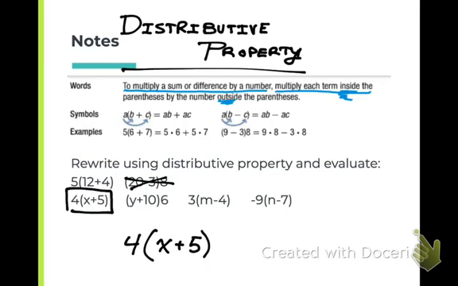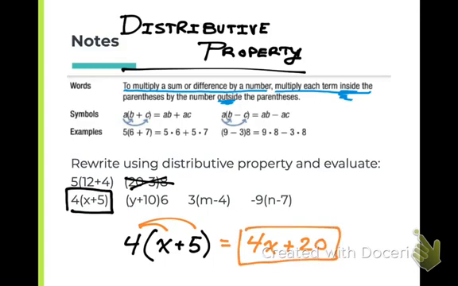So I take that 4 and distribute to both pieces. So I know 4 times x is 4x. 4 times 5 is 20. So 4 times the quantity x plus 5 can be simplified to 4x plus 20. And this would be our answer to that problem.